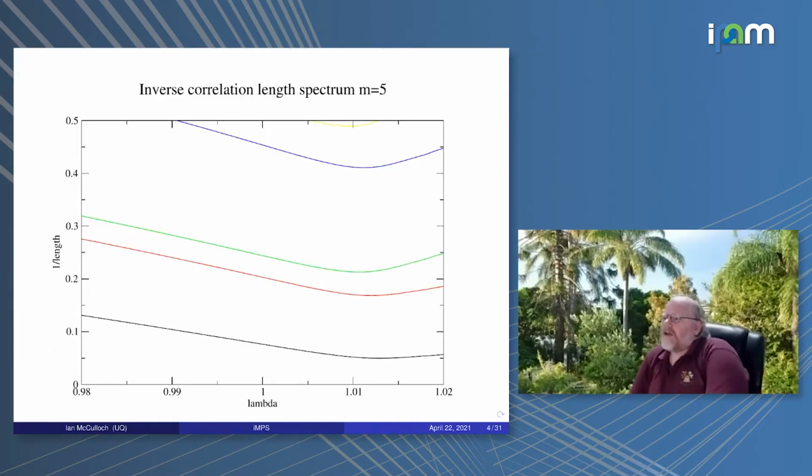So to get an idea of what we're talking about here, this is a plot showing some of the transfer matrix eigenvalues of a transverse field Ising model.